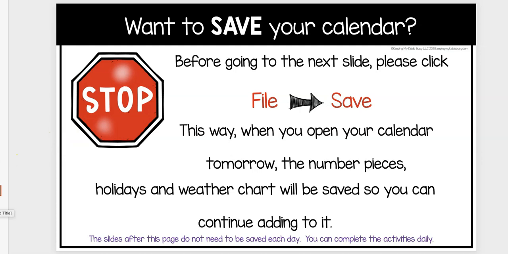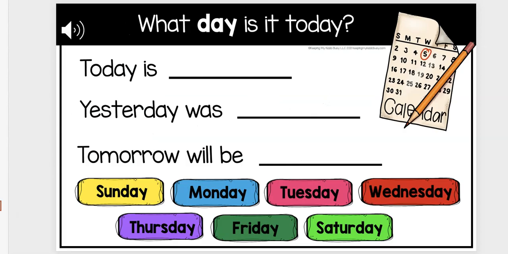From here on out, you will not save the calendar because you'll want your pieces to return back to the spot each day. So I've organized it in a way that it's easy to do. After your weather graph, you click Save, and then you move on and don't have to click Save again. This is what day is it today? Again, it has a song, and then these are all draggable.